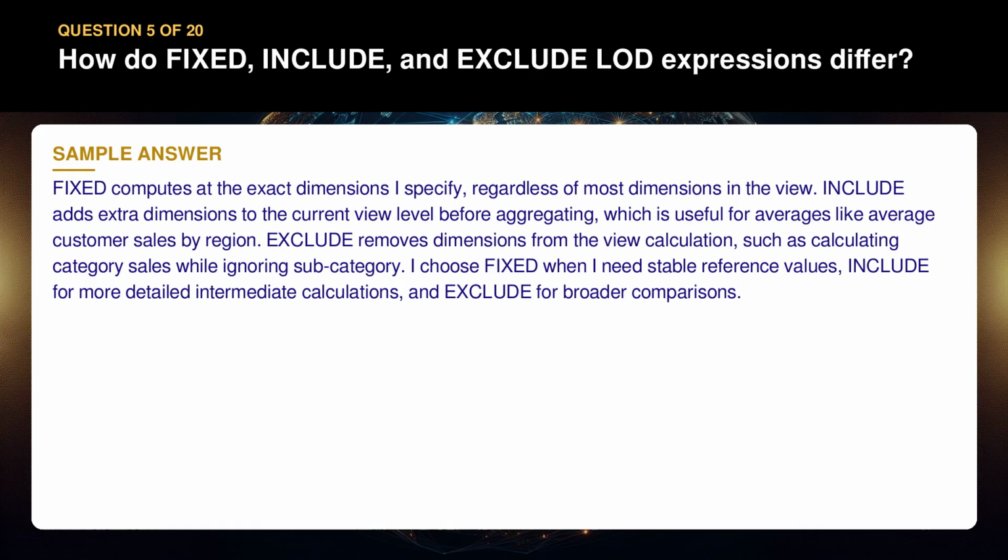by region. Exclude removes dimensions from the view calculation, such as calculating category sales while ignoring subcategory. I choose fixed when I need stable reference values, include for more detailed intermediate calculations, and exclude for broader comparisons.